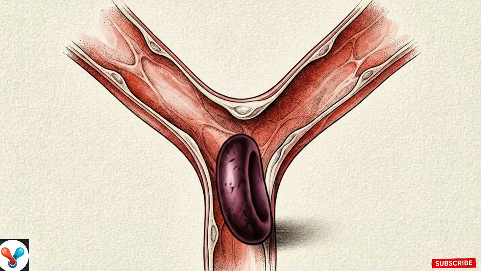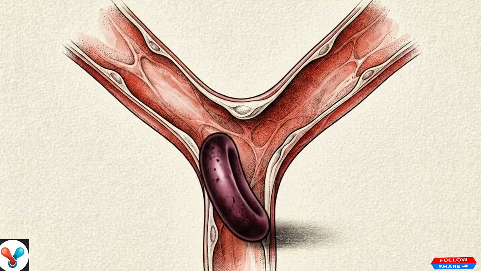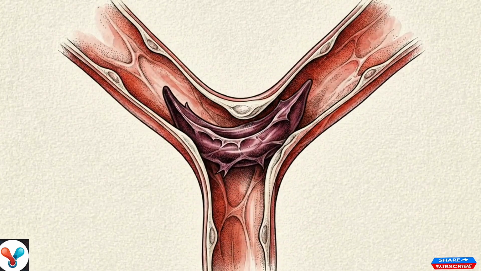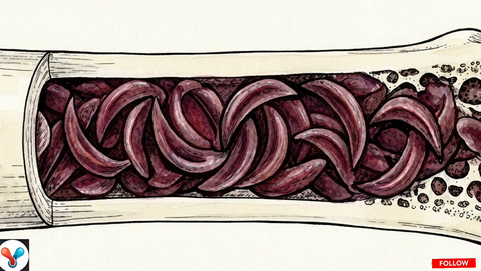The flexible disc is stretched into a fragile, rigid sickle shape that is almost guaranteed to become trapped in narrow vessels. When these rigid cells lodge in the capillary beds of long bones and joints, they create a severe traffic jam, a standard vaso-occlusive crisis.